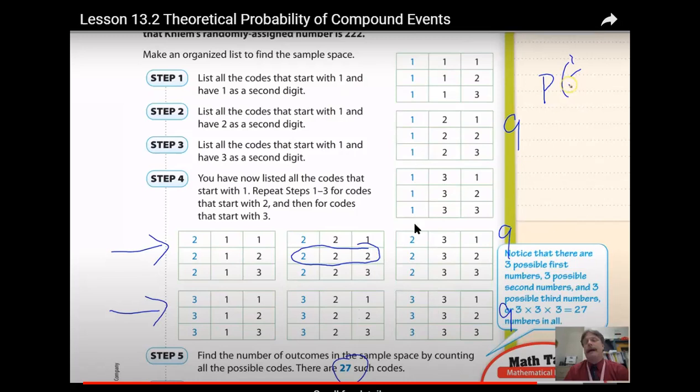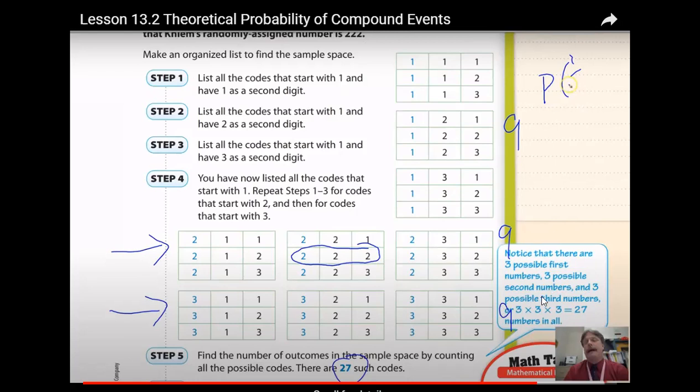Now we are going to look for the key, which was 222. Find the number of outcomes in the sample space by counting all the possible codes. There are 27 such codes. Like I said, in this group we have 9, in this group 9, and in this group 9. Note that there are 3 possible first numbers, 3 possible second numbers, and 3 possible third numbers. Then by the end, how can we find the possible outcomes?